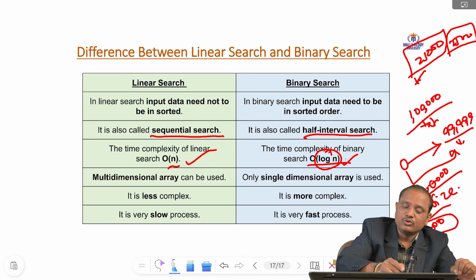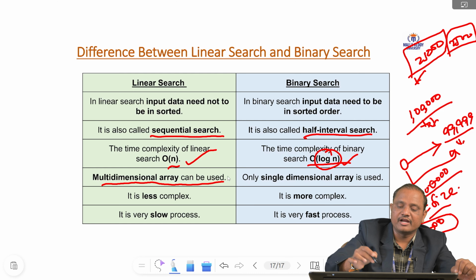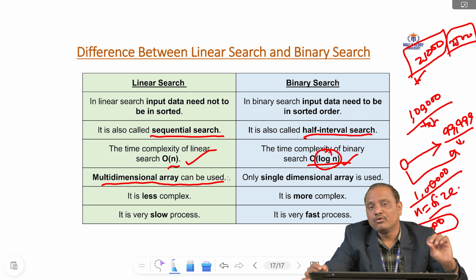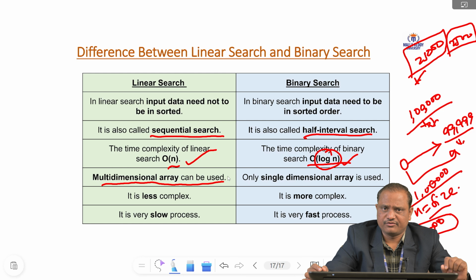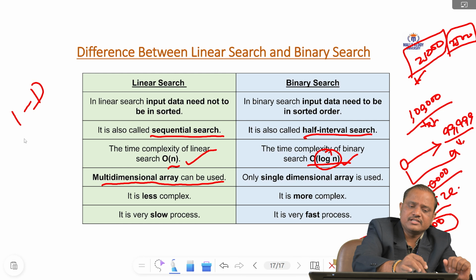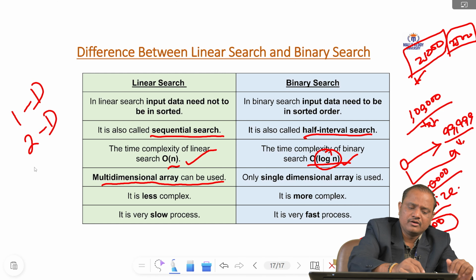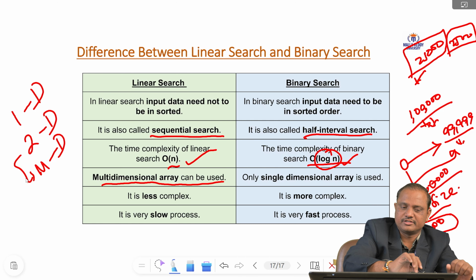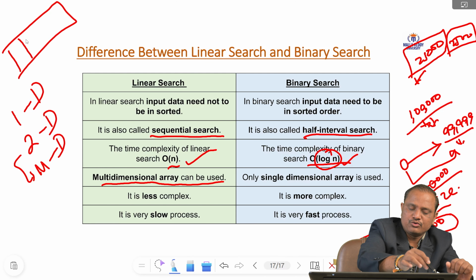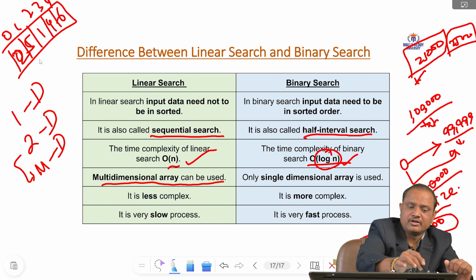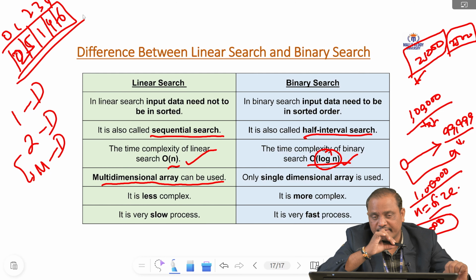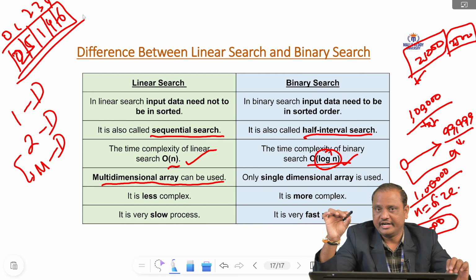Coming to linear search, a multi-dimensional array can be used. We have different types of arrays, like one-dimensional arrays, two-dimensional arrays, and multi-dimensional arrays. We can say two-dimensional is also multi-dimensional. One-dimensional means what I have shown here, like 0, 1, 2, 3, 4 with elements 2, 5, 1, 4, 6. This is a one-dimensional array. The elements are in only one dimension.